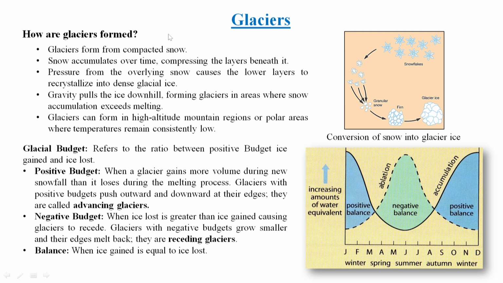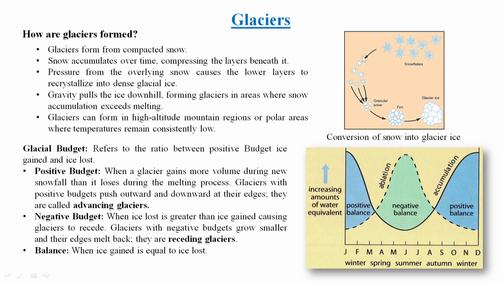So like I was mentioning about the sublimation process, so glaciers form from compacted snow. Snow accumulates over time, compressing the layers beneath it. Pressure from the overlying snow causes the lower layers to recrystallize into dense glacial ice by the process of sublimation, like we discussed. So now the gravity pulls the ice downhill, forming glaciers in areas where snow accumulation exceeds the melting of the snow. Glaciers can form in high altitude mountain regions or polar areas where temperature remains constantly low, means below 0 degree over a large period of time.